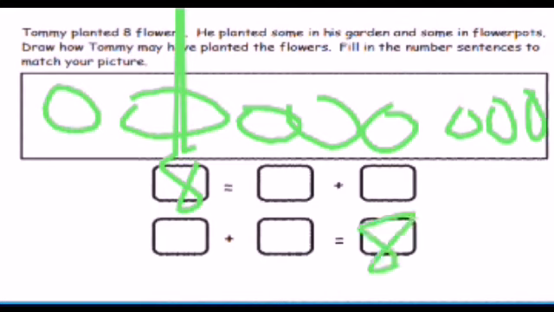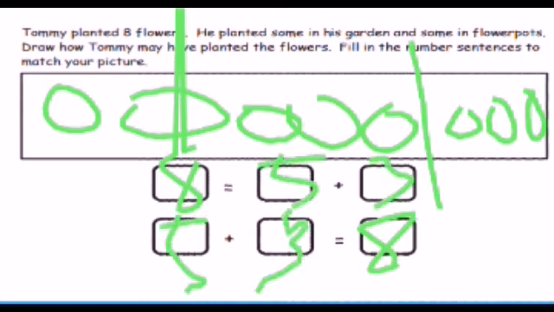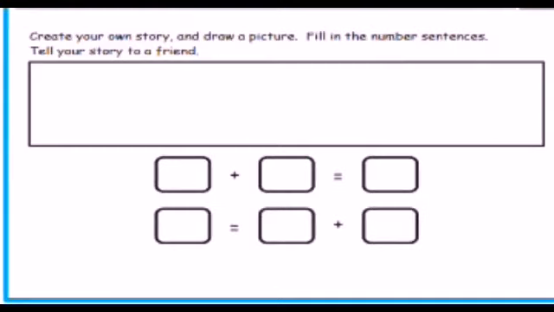Now we have some flowers in the flower pots and some in the garden. So we'll decompose or share. 1, 2, 3, 4, 5. So we have 5 plus 3. 5 plus 3 equals 8. 8 is 5 plus 3. 5 plus 3 is 8, or 5 plus 3 equals 8.